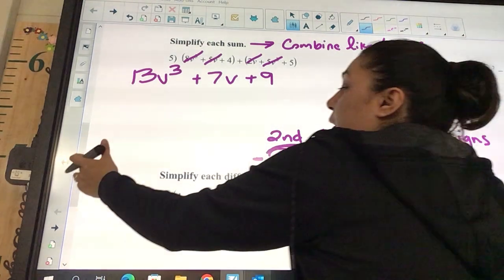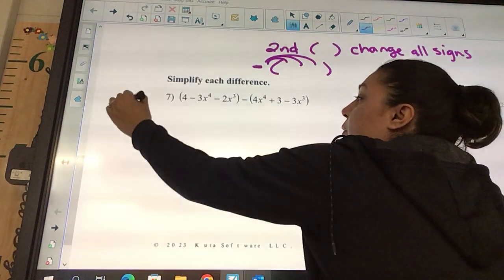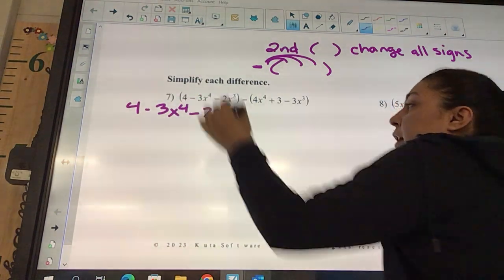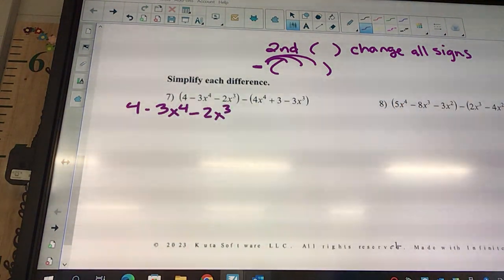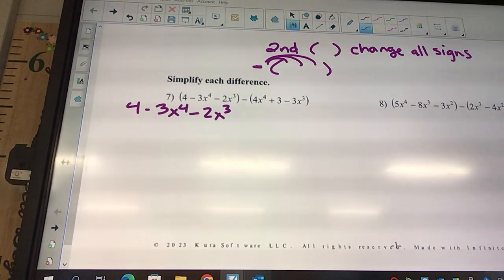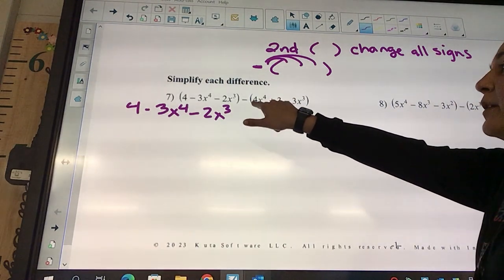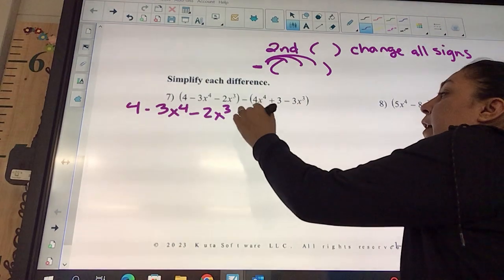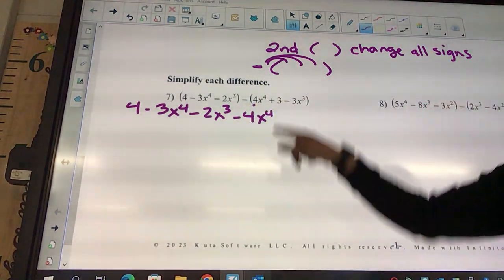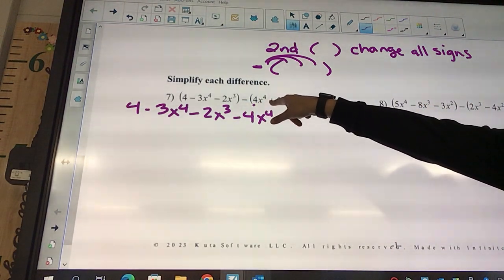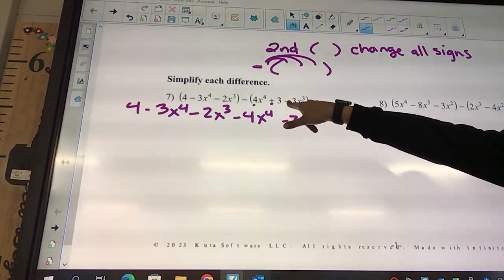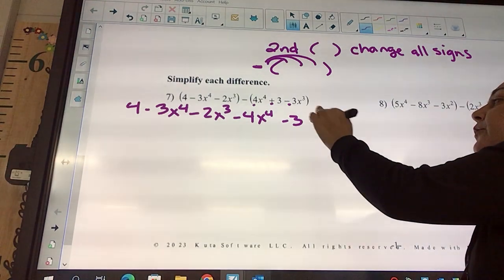So our first one, nothing's changing, okay? So we're going to have 4 minus 3x4 minus 2x3. Okay, I just copied that down. I didn't do anything to it. Okay, the second set, okay, our first number is a positive 4. So what's it going to be? Negative 4x4. Okay, and this one's a positive 3, so it's going to be negative 3. And this one's a negative 3, so it's going to be a positive 3x3.